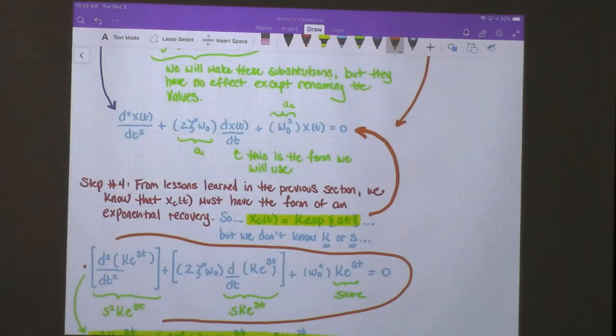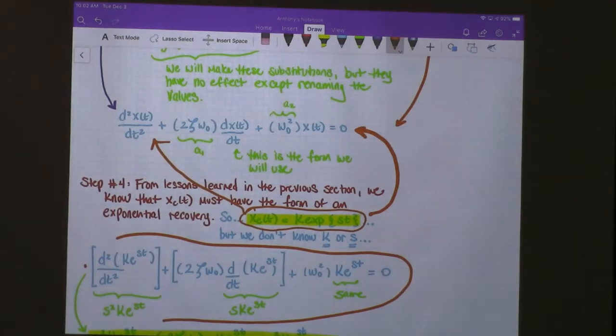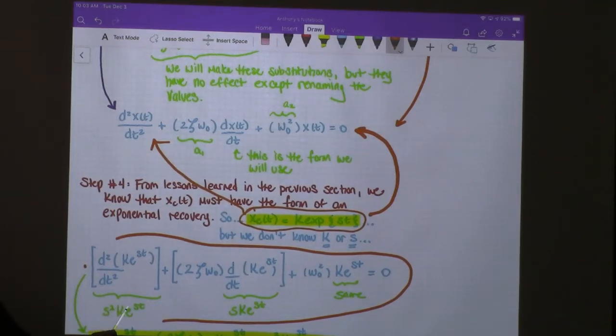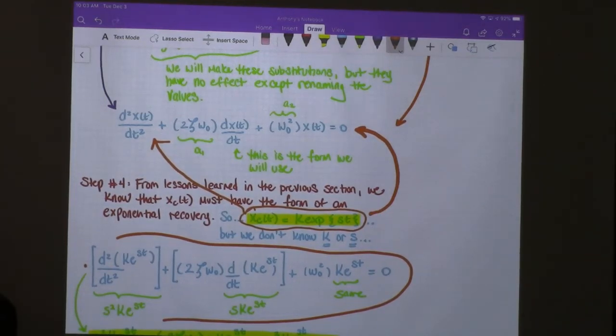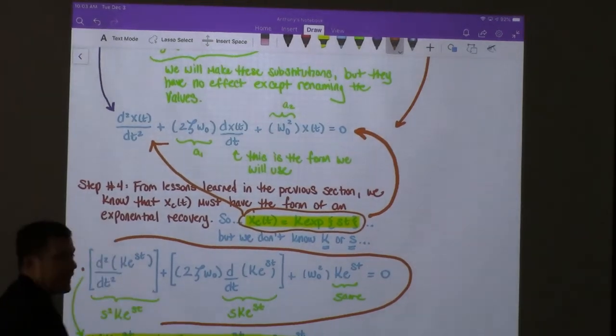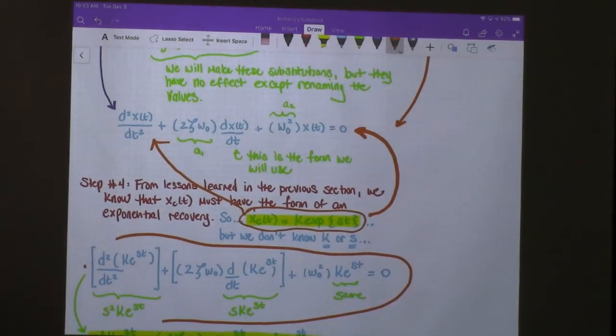Okay, so what happens when we take this form right here and we plug it into the equation that's right there? When we take the second order derivative of k e to the st, we end up with s squared k e to the st. Right? Because you can think about it here. If we take the derivative of k e to the st, it gives us s k e to the st. If we repeat that again, it adds another s. Every time we take the derivative, it pulls out another coefficient, so it keeps pulling out more and more s's.